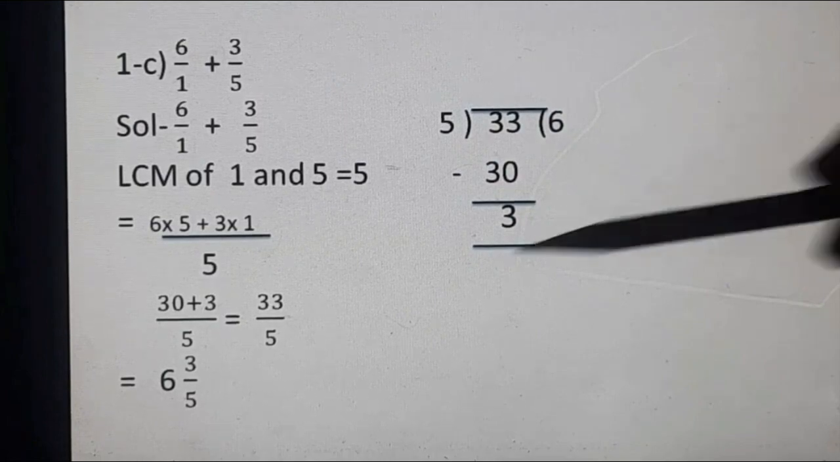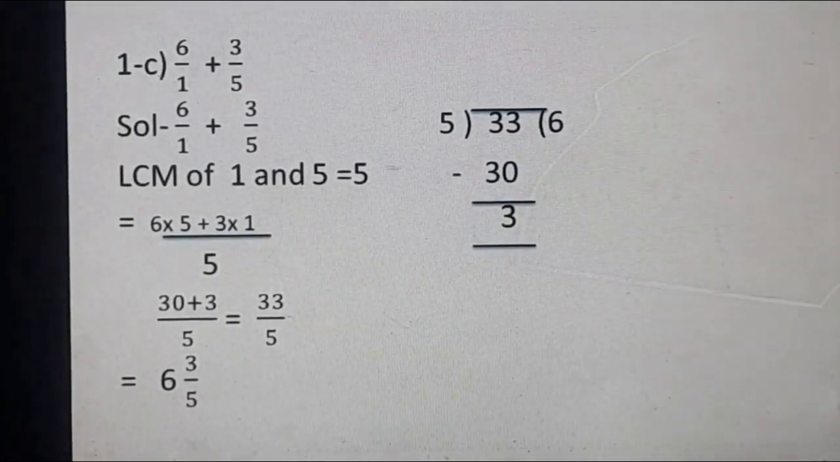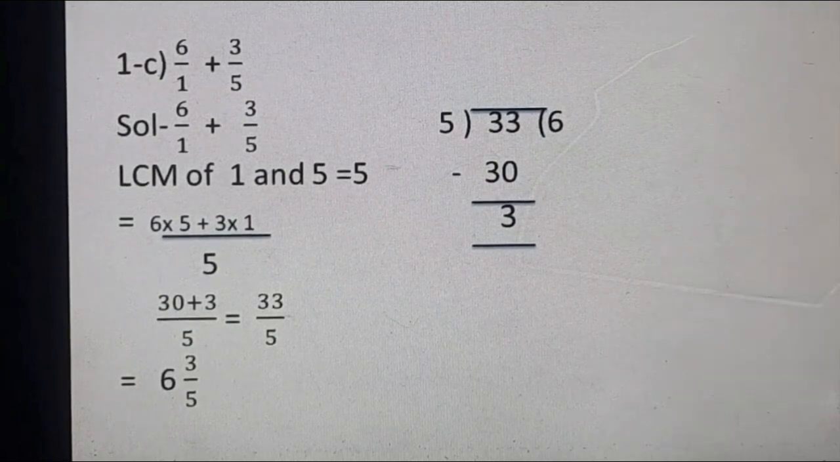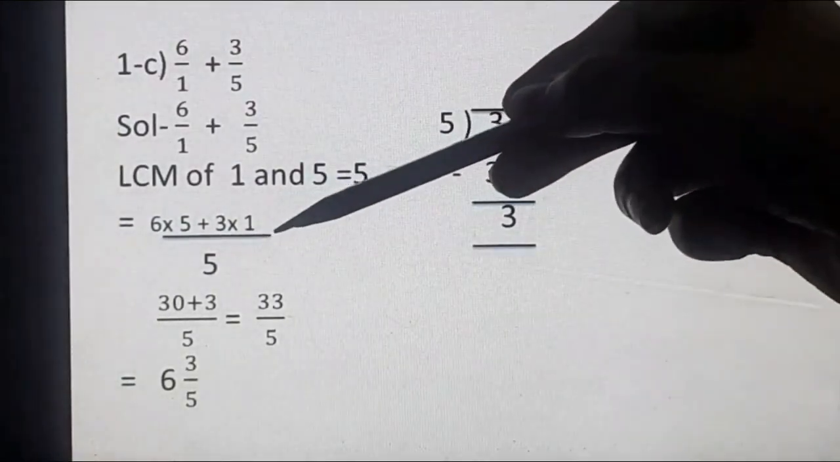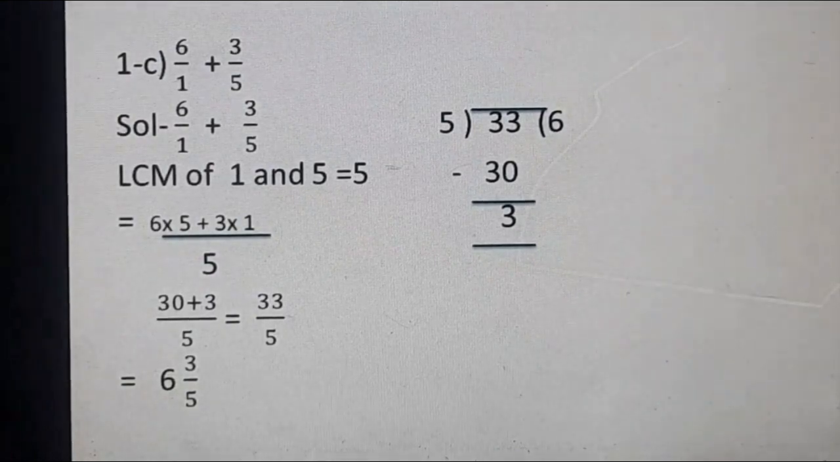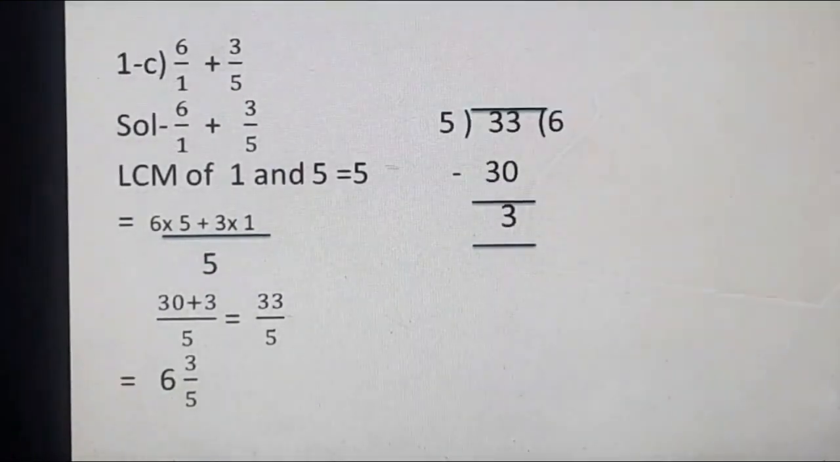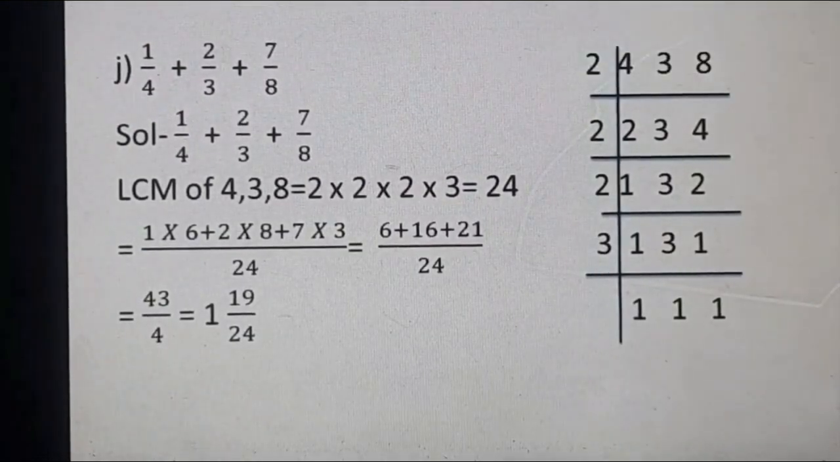Understood? When it is an improper fraction, we have to do division and convert it into a mixed fraction. Right? So I have explained this in A part orally, and in B part I have written it here. It is up to you. If you are writing then also it's okay. If you are doing it orally then also it is okay. Now let's move to our J part.